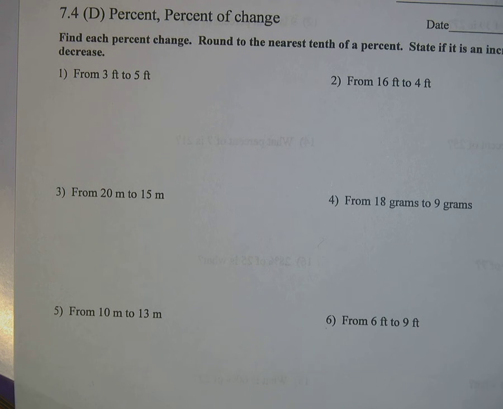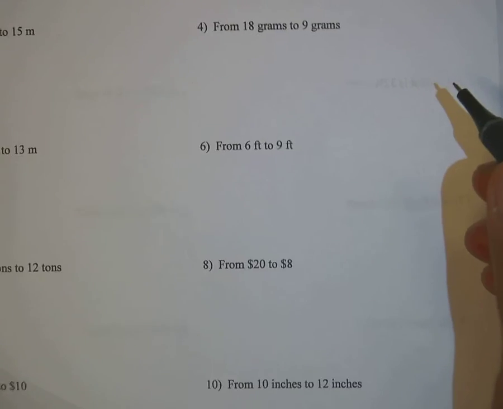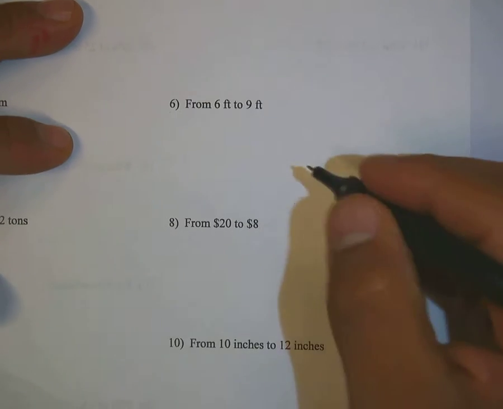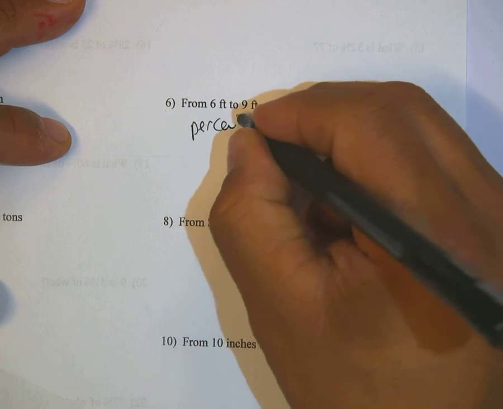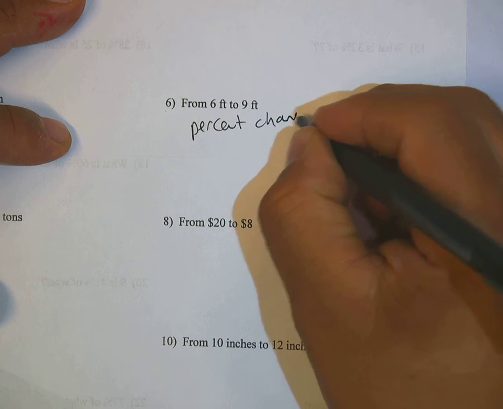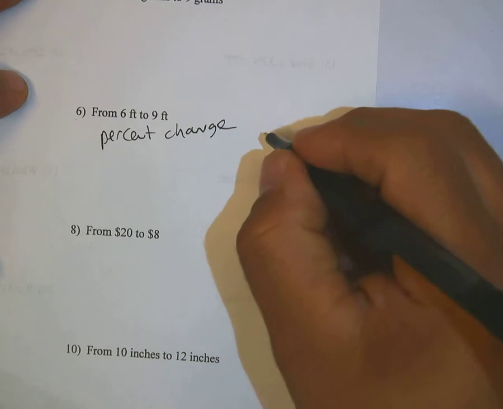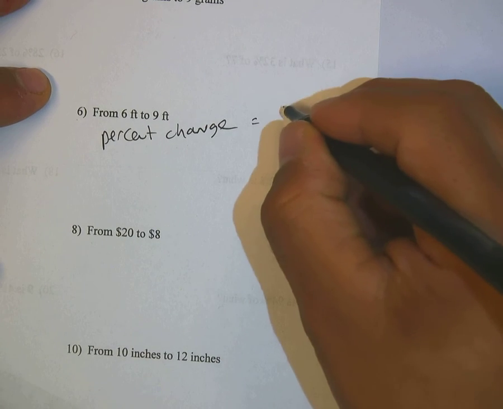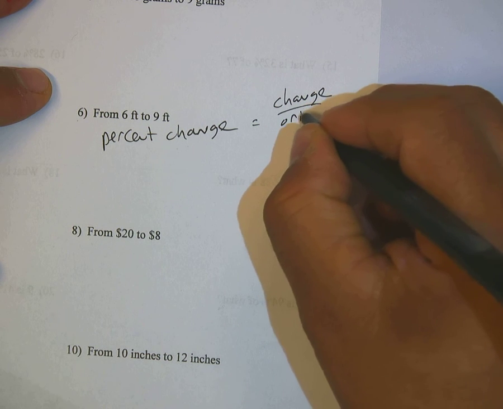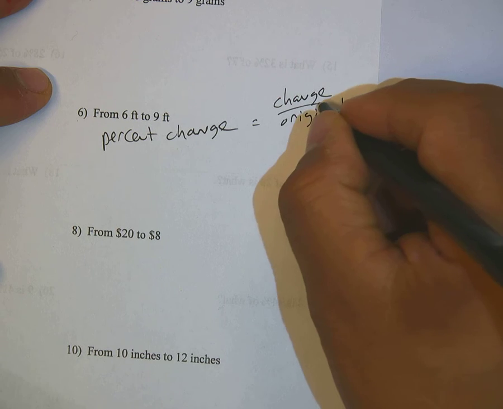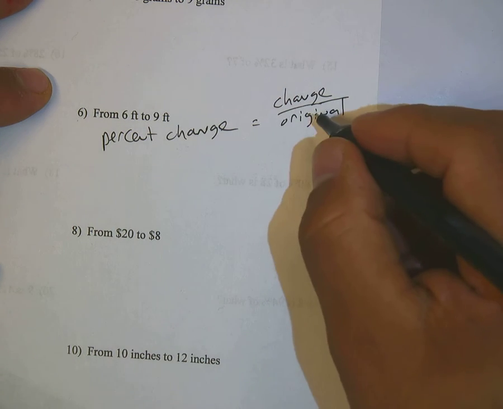All right, so real quick, I just want to go over percent of change and percent of a number. The first one here I'm looking at is percent change. Real quick, if I see the words percent change, I think of the expression change over original. Okay, change over original. And so what does that mean?